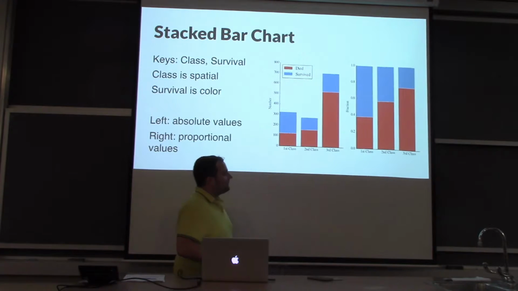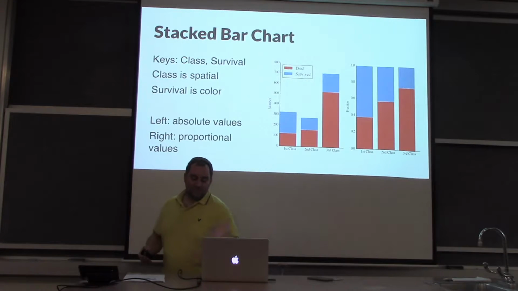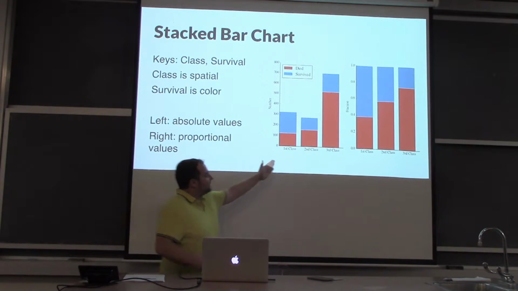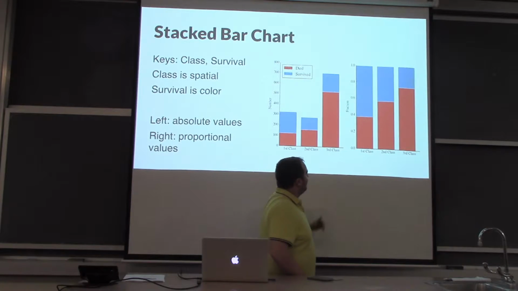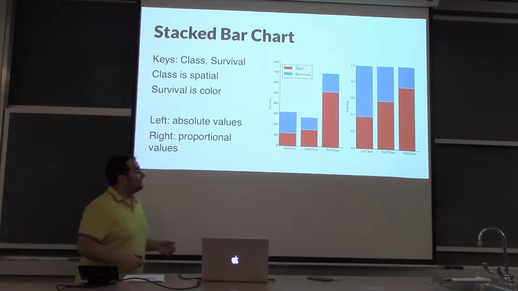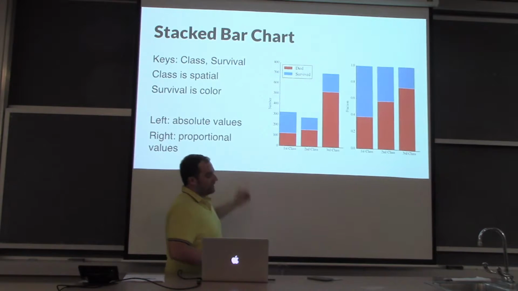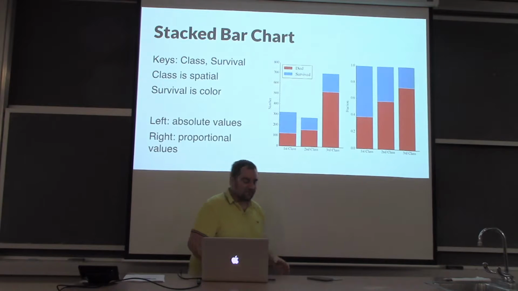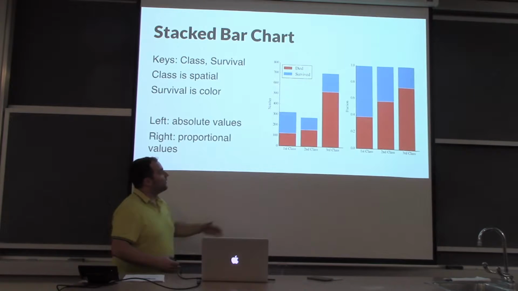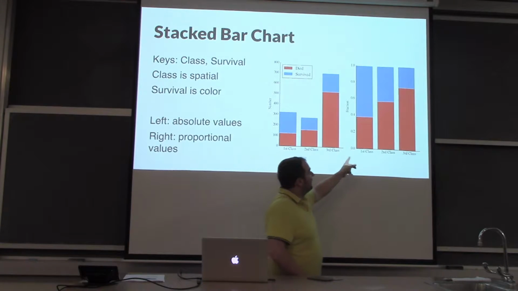This is an example of recursive subdivision, a stacked bar chart. Here we have the Titanic data set that we already mentioned before. We have first class, second class, third class passengers. This is one key, the class, and the other key here is survival. Did they die or did they survive? This also juxtaposes two different approaches to showing this in a bar chart. The one here is absolute numbers, and here we have proportional values.